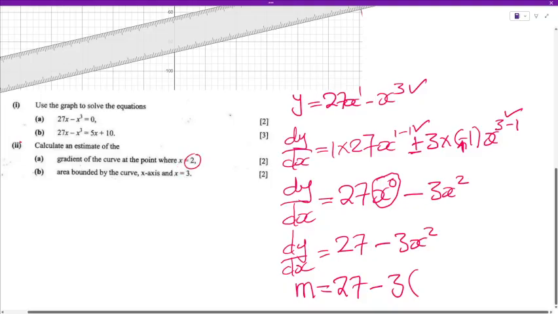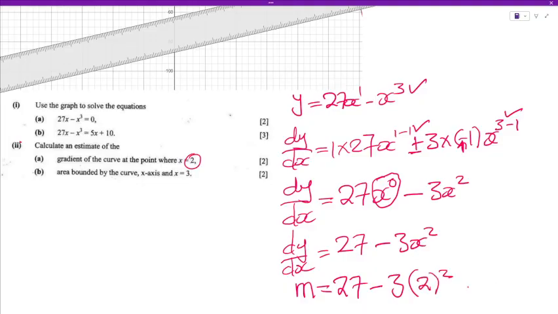Okay, let me circle it properly, this one here. So I'm going to say 2 squared. When you punch that on your calculator, what do you get? 27 minus 3 times 2 squared. 27 minus 3 times 2 squared gives me 15. So the gradient of the curve is just 15, and you are done.